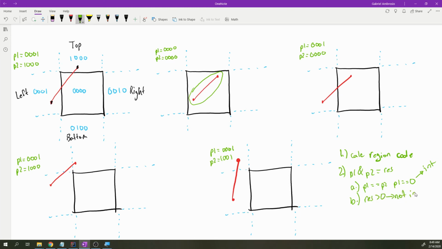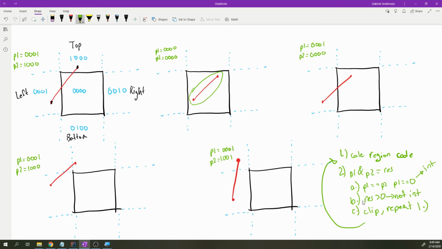Return false, not intersecting. Otherwise, clip, then repeat from step 1. So we would go back up to step 1 and repeat. So then we would calculate the region codes again after we clipped, and we would do all these steps one more time until we can get a definitive answer, A or B. That's Bresenham's line algorithm. How do you clip though?